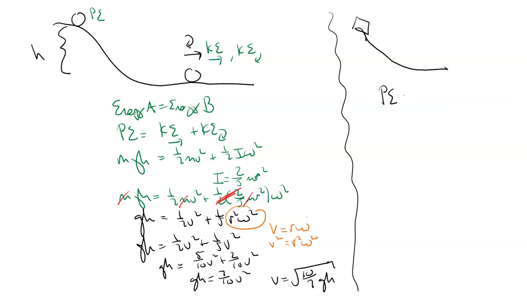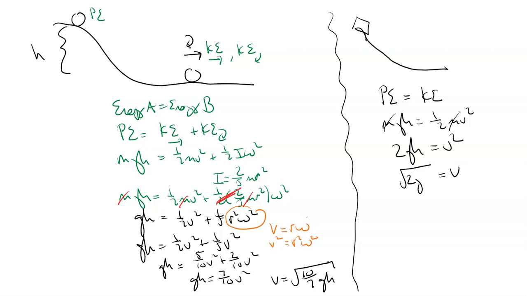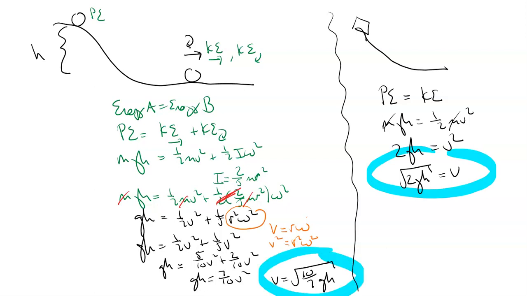We'd have the potential energy at the top become the kinetic energy at the bottom. mgh would equal 1/2 mv squared. Mass would drop out. And we'd get v is the square root of 2gh. Compare these terms. 10/7 is less than 2.